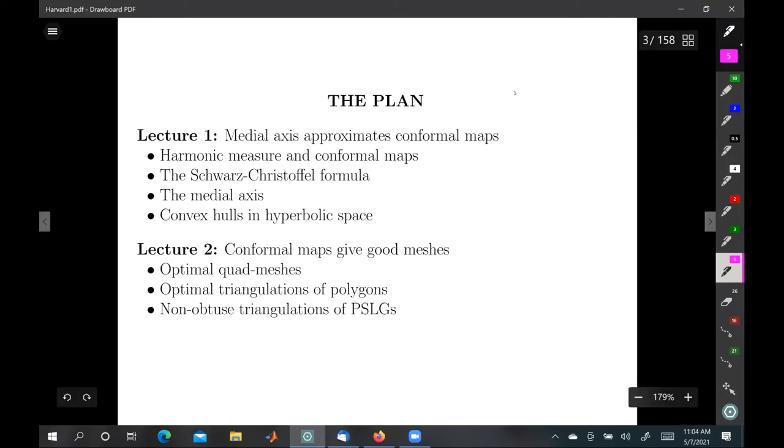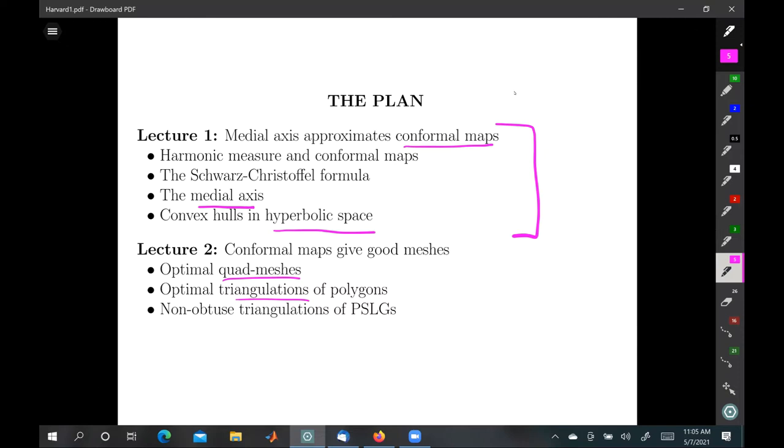So for today's talk, I'm going to talk about how to build conformal mappings, how to compute them. And really, I'm going to focus on actually approximating them, maybe not computing the conformal map exactly, but getting a pretty good idea of it using ideas from geometry, like the medial axis from computational geometry, and using some ideas from hyperbolic space. And then tomorrow, I want to turn the plan around and say, if we know how to compute conformal mappings, then we have an idea of how to do good decompositions involving quadrilateral meshes or triangulations with angle bounds, either for polygons or for more general PSLGs. And so the first part is kind of older stuff. This is work which I did about 10 years ago.